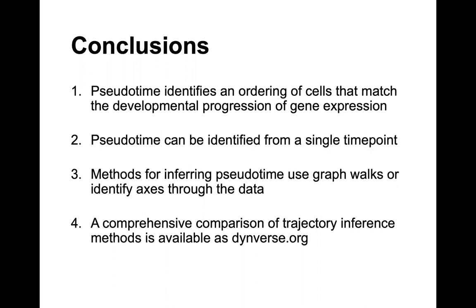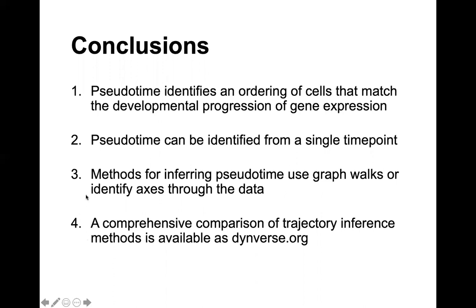I want to point out that this could not necessarily be a developmental progression. It could be that you have disease progression. It could be that you actually have a drug titration experiment and you want to know what happens as I increase the dosage. It's not just day 1, day 2, day 3. It could be dose 1, dose 2, dose 3, and identify a progression that way.